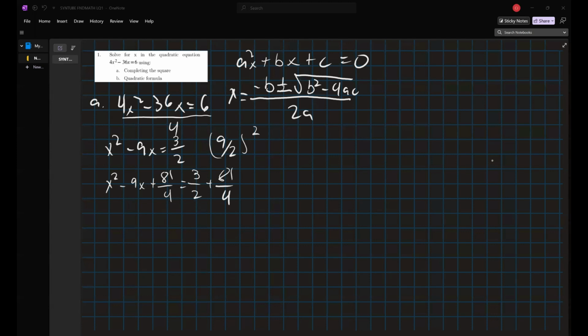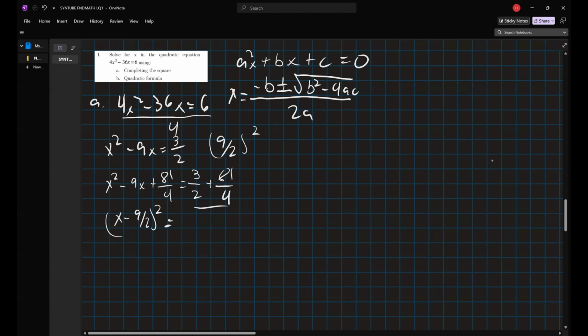Now we just have to combine the right side, and for the left side, we factor it out. Since we have 9 halves squared, that gives us x minus 9 halves squared equal to, for the right side, we can revert 3 over 2 to 6 over 4 so that it's easier to add. So that's 6 over 4 plus 81 over 4, which gives us 87 over 4.